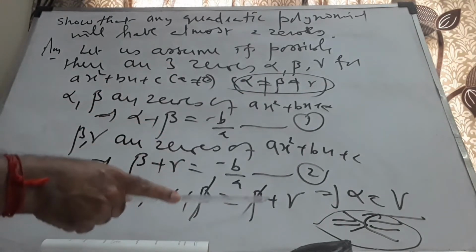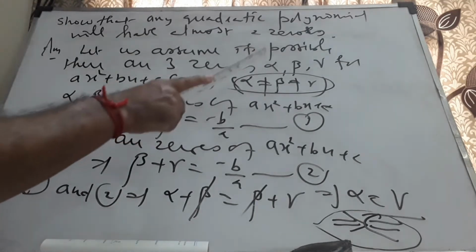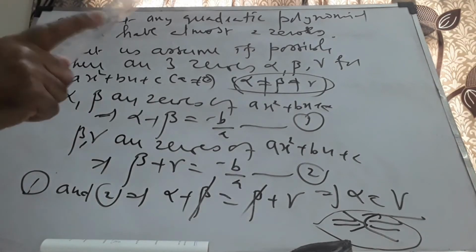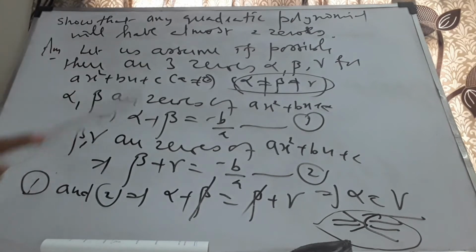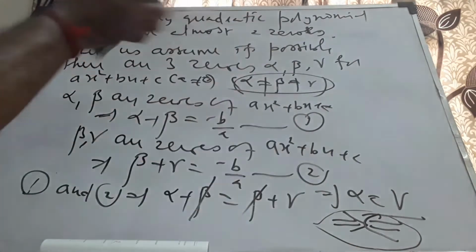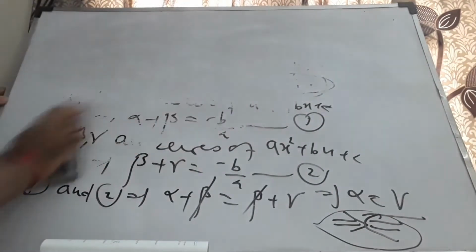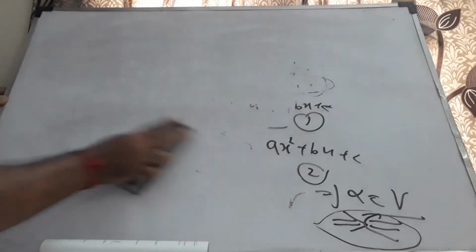I'll end up with a contradiction only when I started with a wrong assumption. Therefore, my assumption that there are three distinct zeros for ax square plus bx plus c is wrong. Sorry, not roots, zeros. This contradiction proves that there are at most two zeros for any quadratic polynomial, at most a maximum of two zeros. Similarly, for any cubic polynomial, we have at most three zeros. Let it be. We'll do some more problems, then I think we'll wind off here. Just listen carefully.